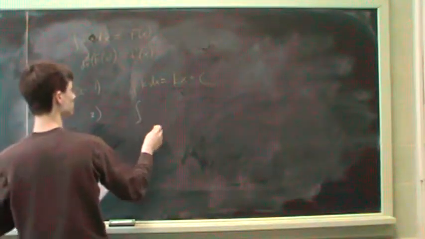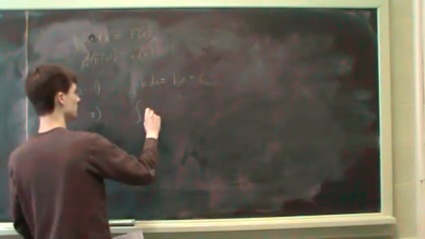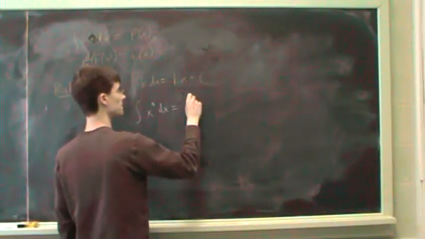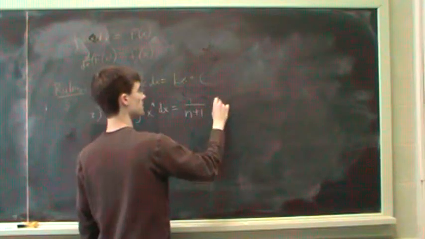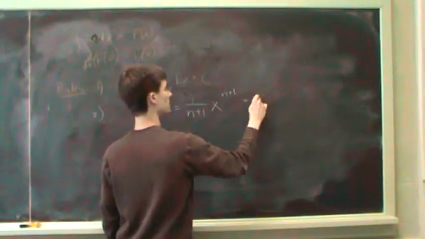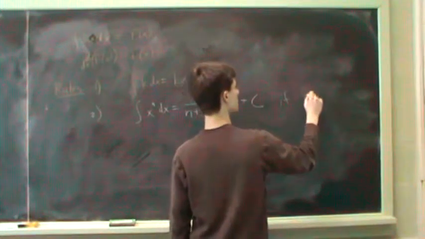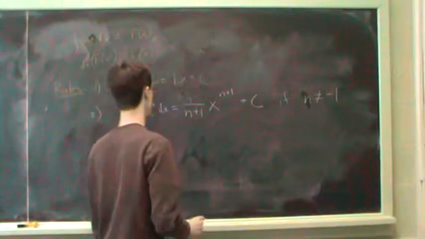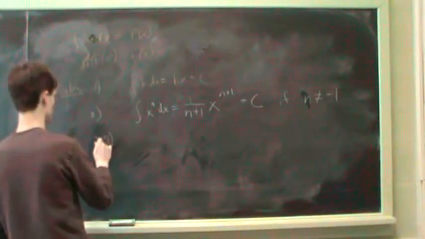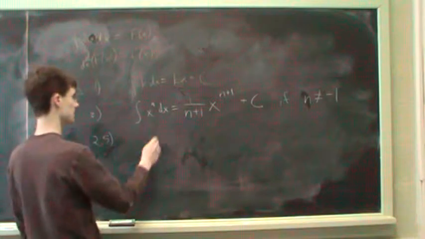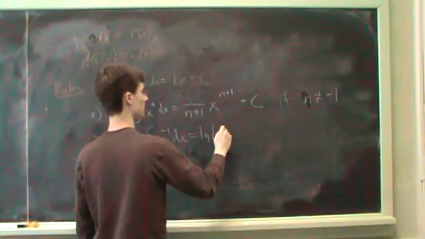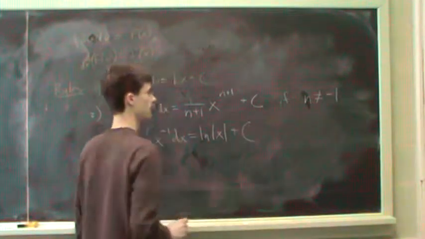The second rule was the power rule. The integral of x to the n dx is 1 over n plus 1 times x to the n plus 1 plus c if the exponent n is not -1. And the missing case was the integral of x to the -1, which was the natural log of the absolute value of x plus c.